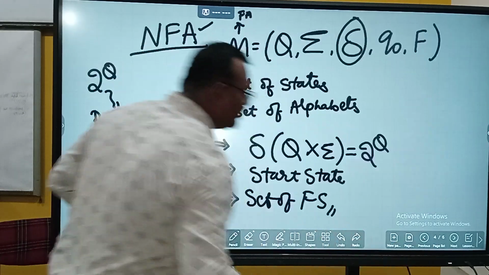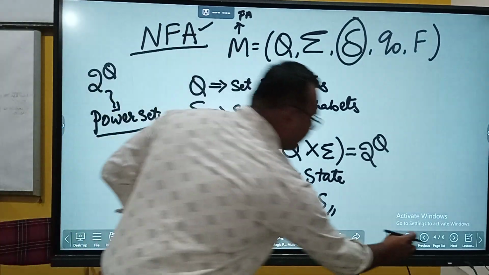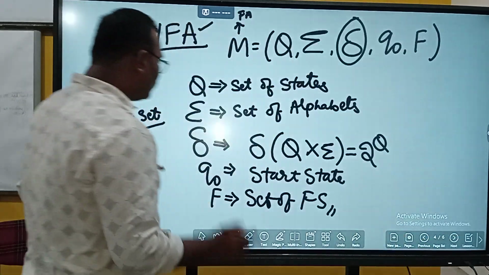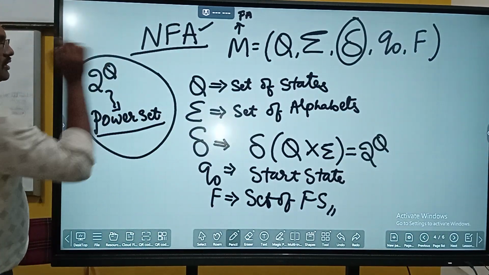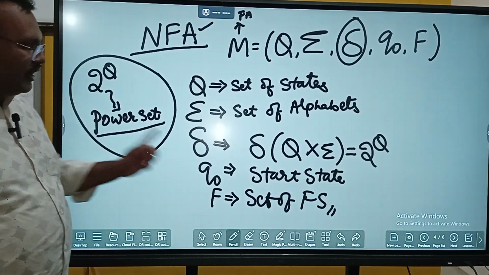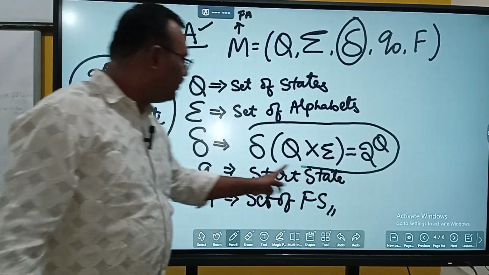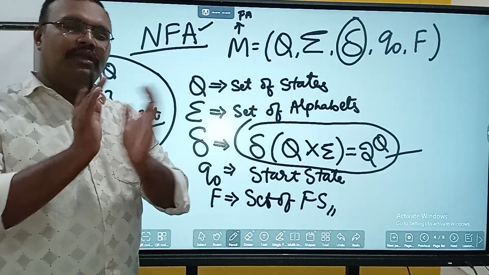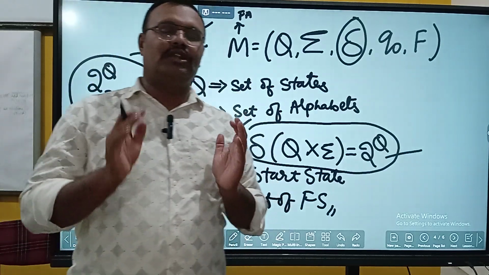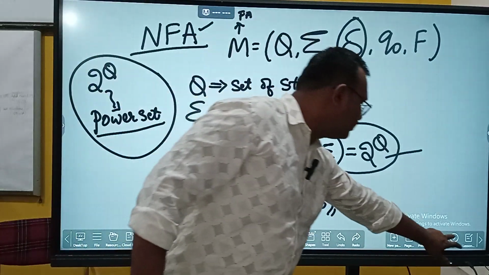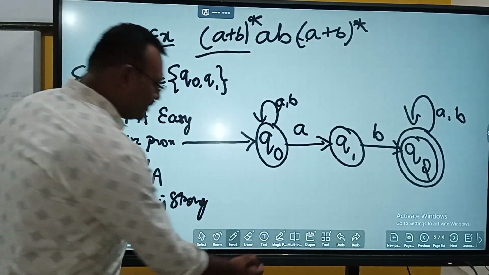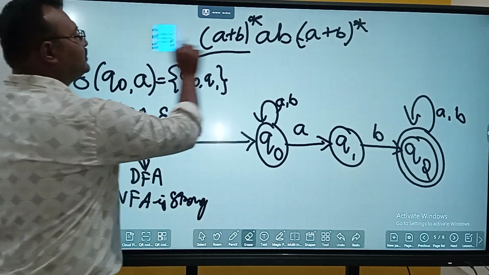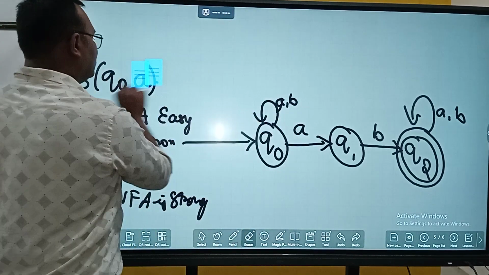But here, one topic is left pending. What is it? I have to tell you what you mean by power set. So this is what we need to discuss: why the transition is giving a power set. Power set indicates the combination of all the sets that you can get in a given diagram. Now see here, in this transition diagram, what are the combinations of all the states we can get? Let us quickly write it.